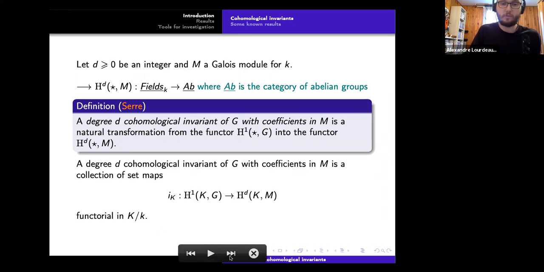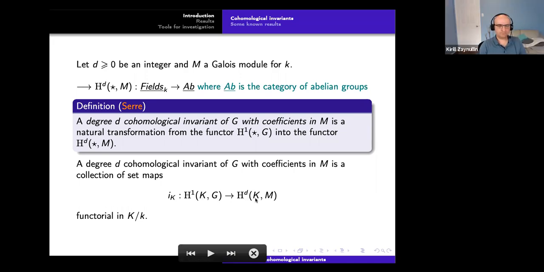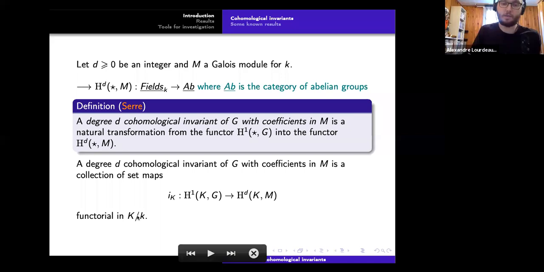And more precisely, a cohomological invariant is a collection of maps from H^1(K, G) to H^d(K, M) for every K in a field extension, capital K, of little k. And we ask that all these maps are coherent together, so that they are functorial in capital K.